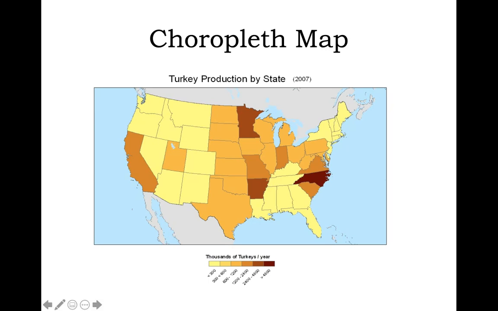From this map, you can tell that Minnesota is in the higher range of turkey production when compared to all of our 4 neighboring states. Then you can also see that Florida is on the low range of turkey production.